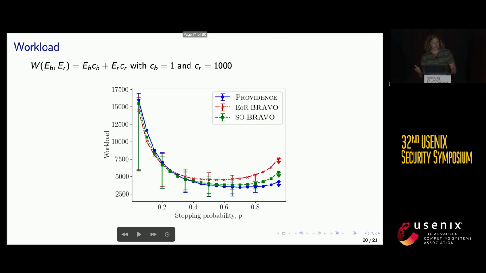And now if we look at that exact same example, but instead on the y-axis we plot the workload function, here we just take CB to be 1, so one ballot is one ballot, and then CR, the per round cost, is 1,000. And you see that all of a sudden, for small stopping probabilities, the workload is actually much higher, because if you have a small stopping probability, it takes more rounds on average. So there's more like this in the paper, but this is just an example.